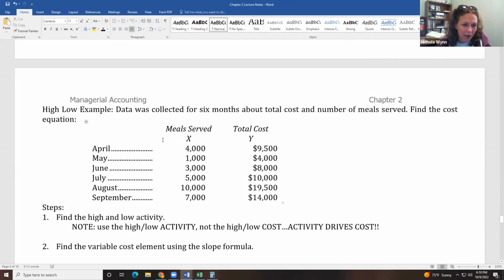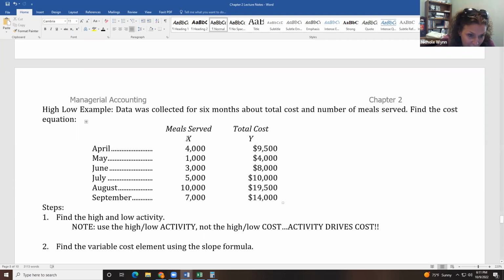So the next thing I want to do is take this data and use the high-low method, and I'm going to show you how to use it. When you go to do your homework, you're going to have to do the high-low method. So this is a great example. The first thing we have to do is figure out the low and the high. Before you start, you need your highest and your lowest, and you're looking for the highest and lowest of the meals served.